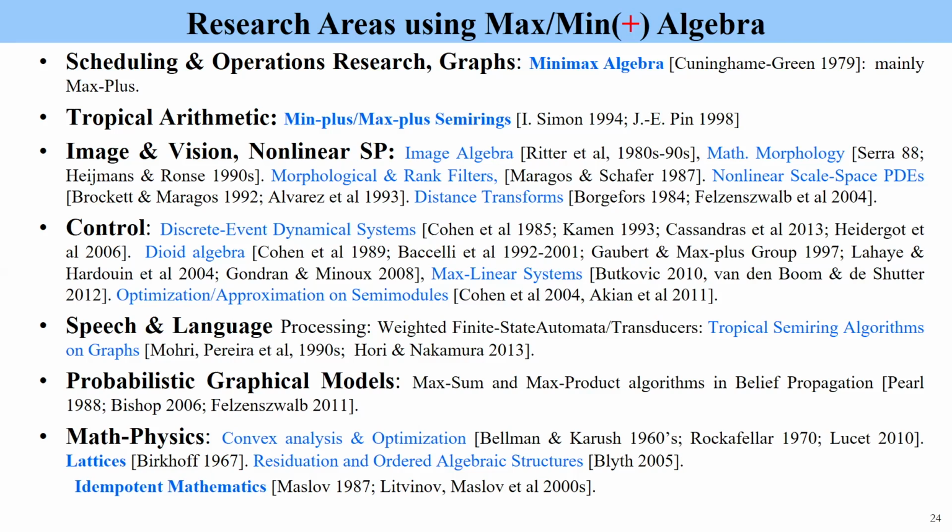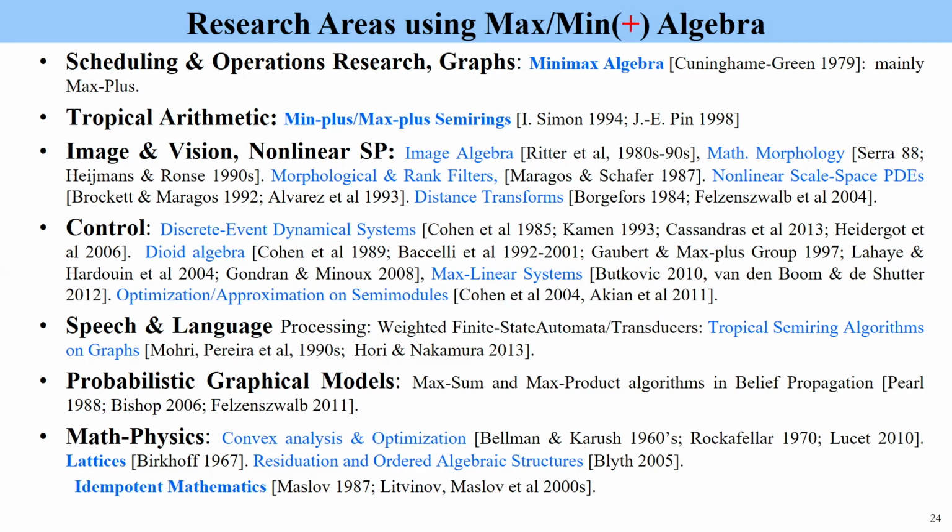Another area which is very important in machine learning and has benefited from tropical algebra is speech recognition. Actually, the Kaldi software that essentially improved speech recognition based on hidden Markov models was based on tropical algebra, on using actually the min plus semi-ring. Another area which is less well known is the probabilistic graphical models with the max sum and the max product algorithms. And then we have also mathematical physics.